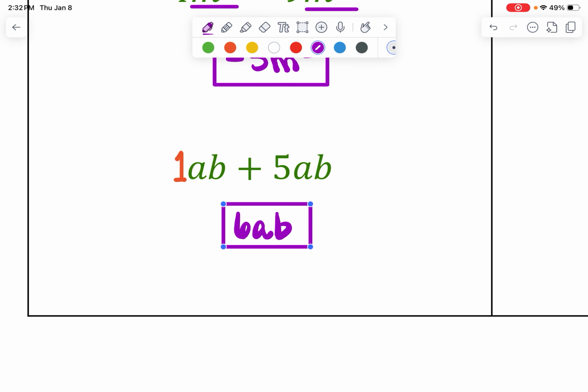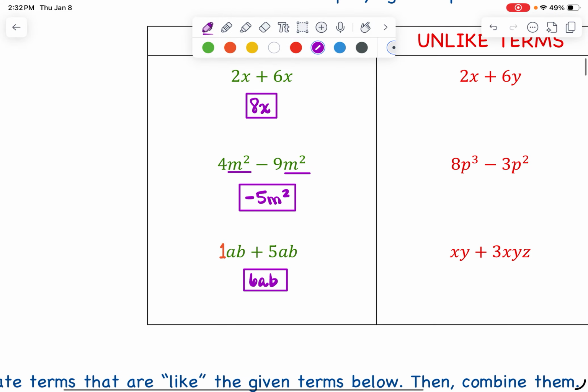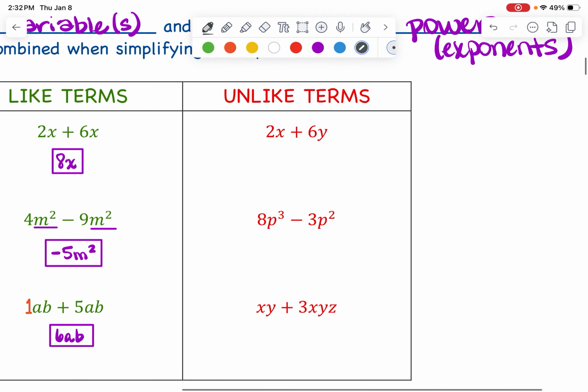Right, and so this left-hand side, these were all like terms that we were able to combine and then therefore shrink our expression. Now, if we go to the opposite side, we have unlike terms, right? So if I asked you to simplify the expression 2x plus 6y, you would just be like, well, Miss Juster, that is my answer, right? Because I can't do anything to that because I cannot add x's and y's, right? So we would just leave our answer as this 2-term expression, and you're done.